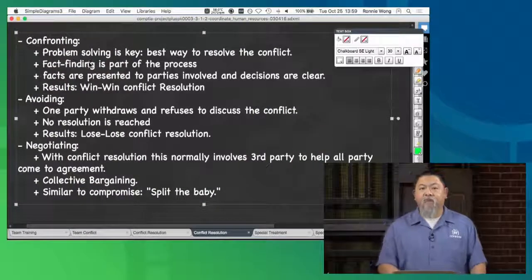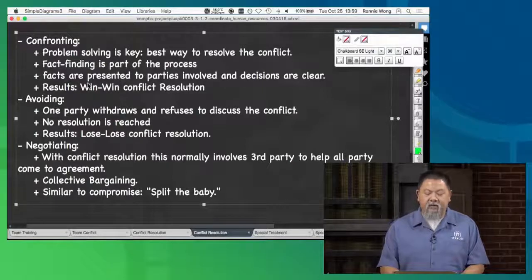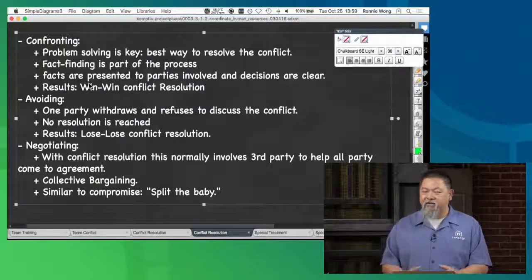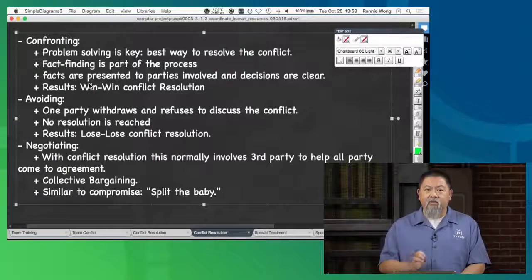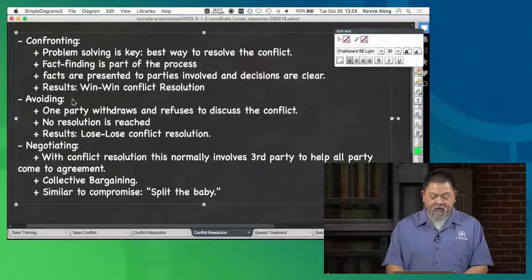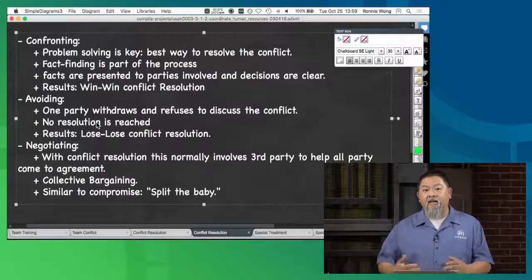Now, I'm going to leave confronting for the last, because that's probably the best one that we have. I know it sounds strange, but it really isn't. So I'm going to leave that one for the best. Let's talk about the other two here too. Okay? So let's talk about the idea of avoiding.